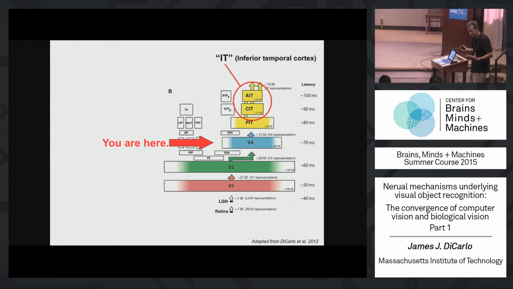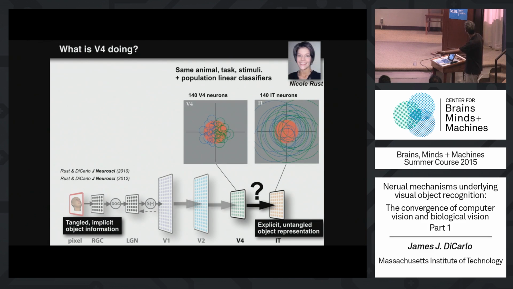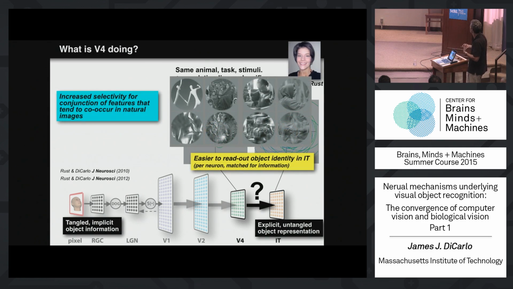Okay, then you get up into V4 and things get much murkier. So what's going on in V4? Let me briefly say that one of my postdocs, Nicole Rust, in more recent work that builds on that earlier work, compared V4 to IT. I'll skip that, but she was using these Simoncelli scrambled images.